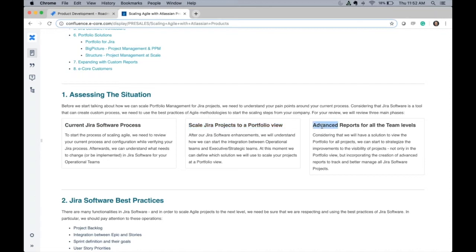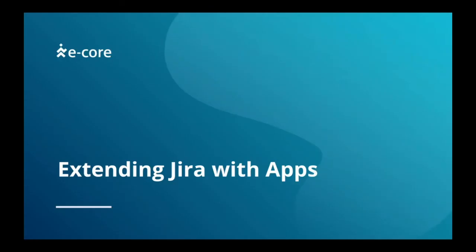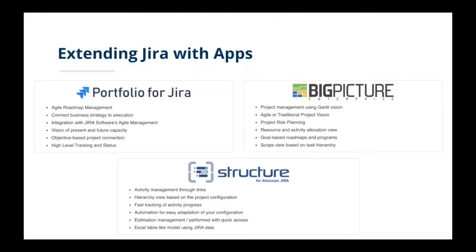But the third phase is crucial if you want to bring more innovation to your company, to bring more reports, more strategic themes and information from your company using advanced reports. So keep in mind that we can help you on these 3 main solutions here. Okay, so this is the main information about how we can scale it and extend Jira with apps. So this is just suggestions for you.